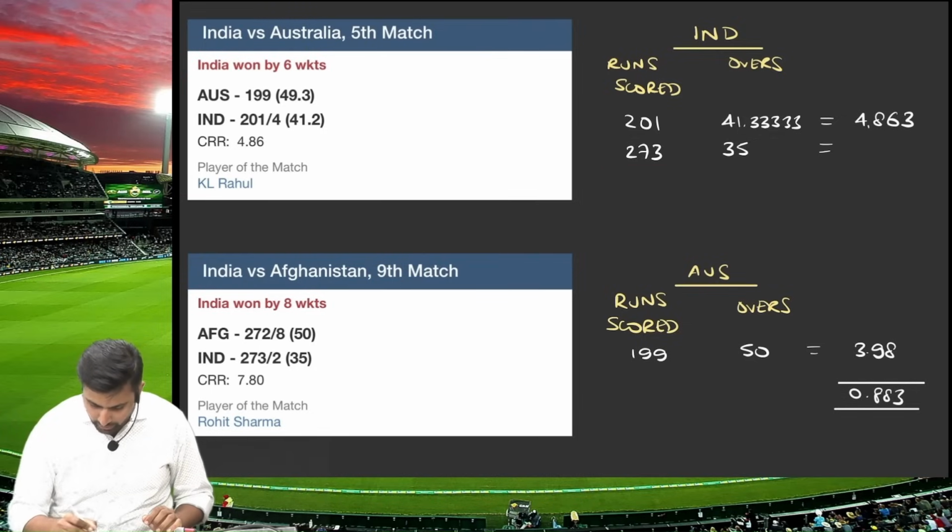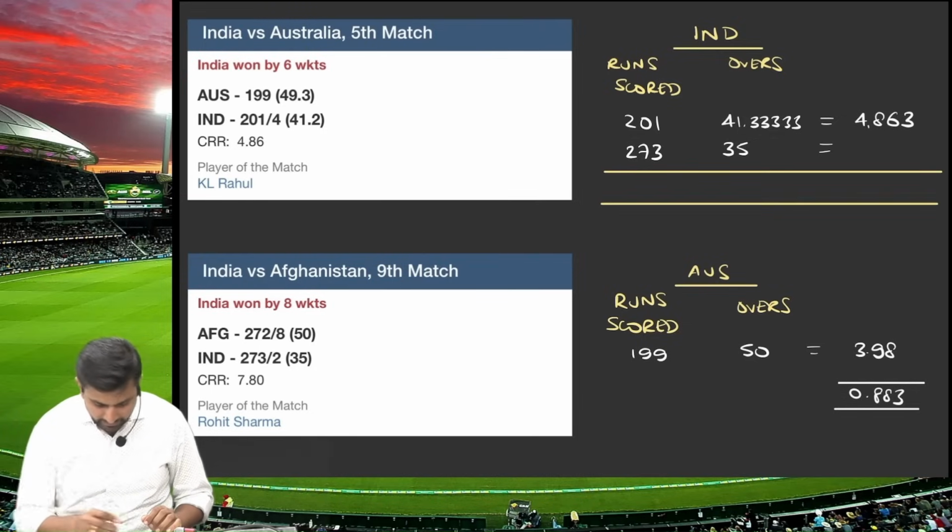So now we will not calculate the run rate separately for this particular match, but now we will do the total of the number of runs scored by India and total of the number of overs played by India. So total number of runs that India has scored is 201 plus 273, which is 474 runs.